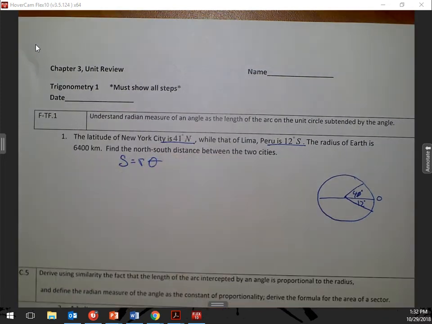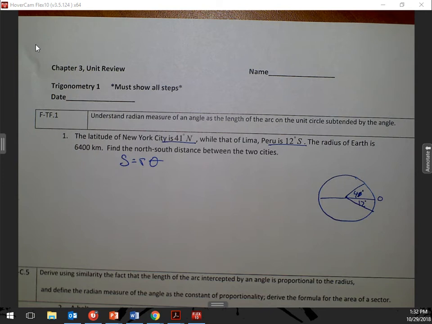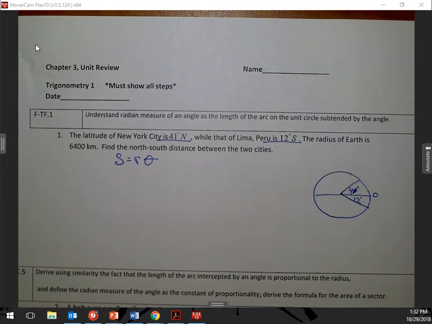R theta. And theta has to be in radian. Has to be in radian, right? Yes. Has to be in radian. What mode? Radian. Has to be in radian.